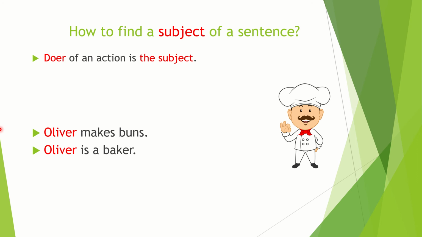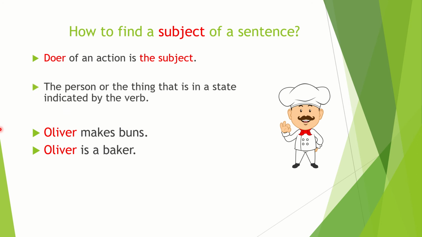Oliver is a baker. Who is a baker? Oliver. The person or the thing that is in a state indicated by the verb is subject. Verb එකෙන් ප්‍රකාශ කරන දක්වන තත්ත්වයේ ඉන්න පුද්ගලයා හරි නැත්නම් වස්තුව හරි subject එක. Always subject comes before the verb. And nouns and pronouns are used as subjects. නාමපද සහ pronouns subjects විදියට භාවිතා කරනවා. අපි මේ වෙනකොට nouns ගැන තරමක් දුරට කතා කරා. අද බලමු අපි මොනවද කියලා. pronouns කියන්නේ මොනවද කියලා අපිට හොයාගන්න වෙනවා.